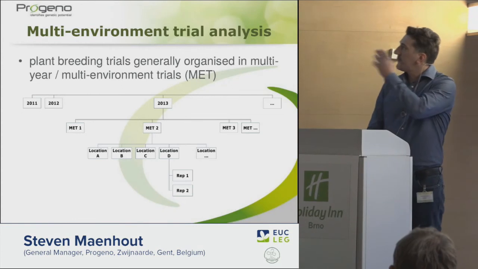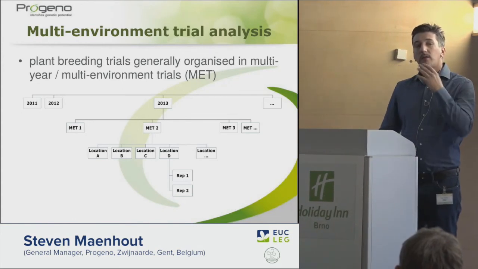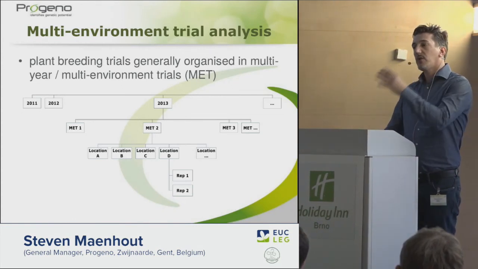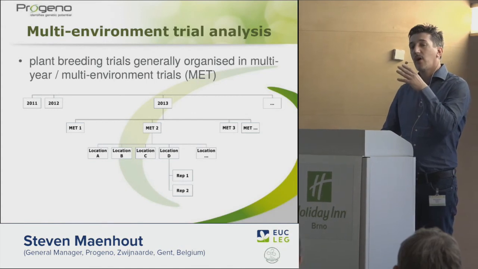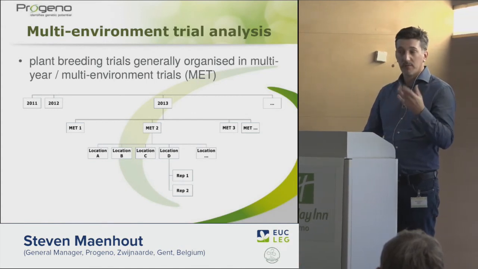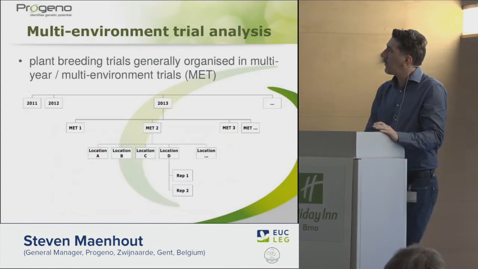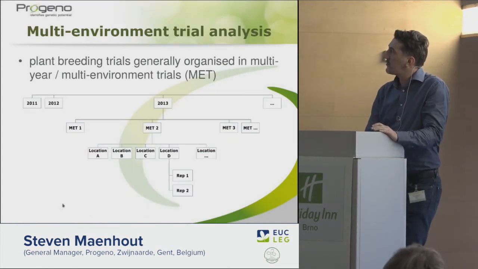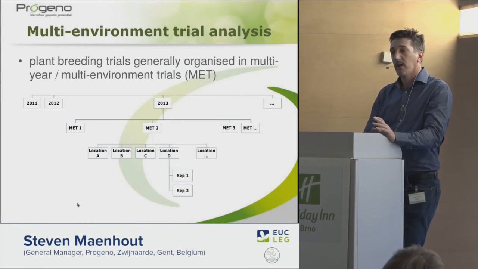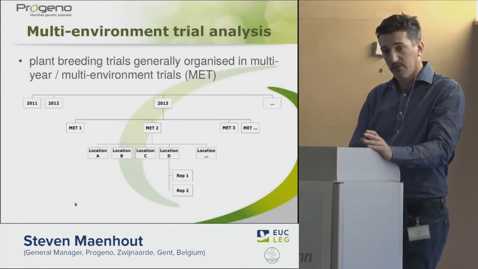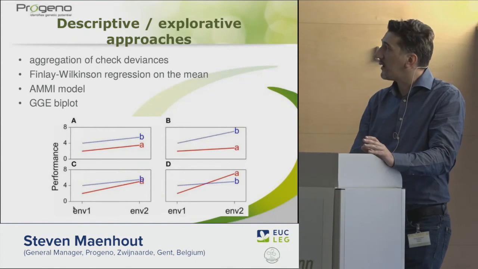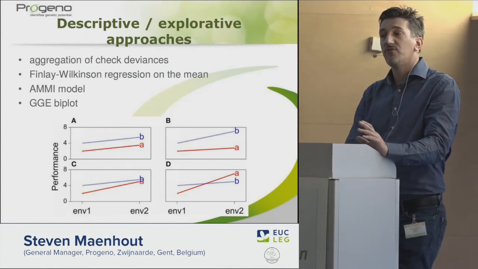So you've seen this before, this hierarchical structure. What I've shown you so far is an analysis on one trial and one possible approach to do it. Now, what I'm talking about here is what to do if you have multiple trials in multiple environments. So this brings you to the traditional discussion on G by E.